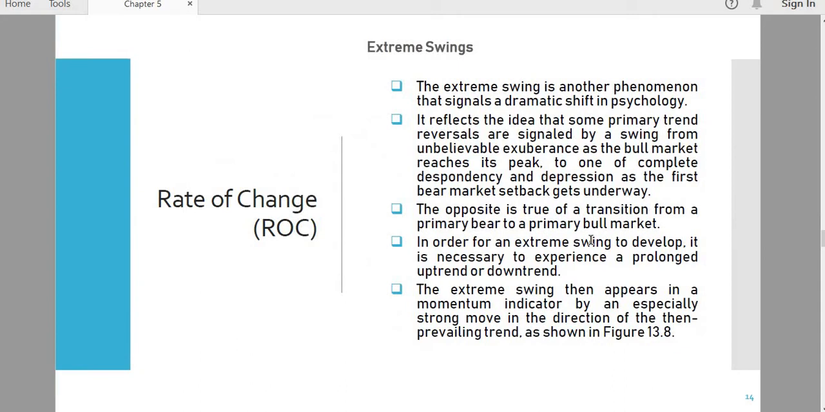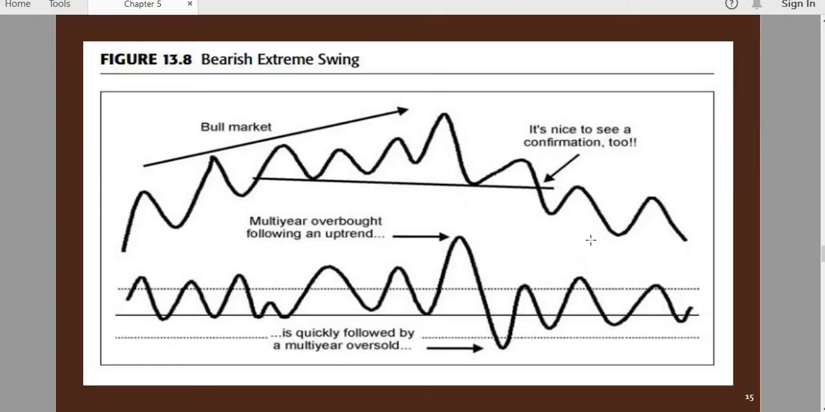And then we can also use the extreme swing as a signal for a dramatic shift in psychology. What is the meaning of extreme swing? For example, in this figure, it shows the bearish extreme swing. This is a bull market.